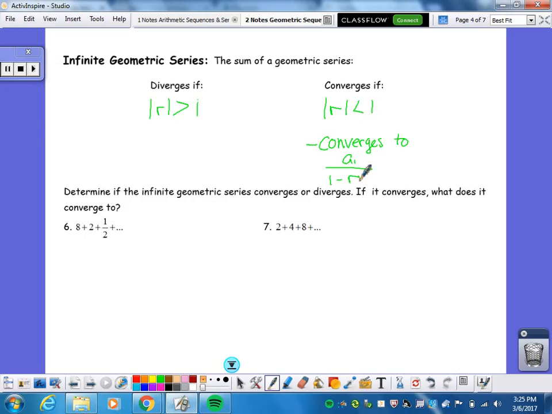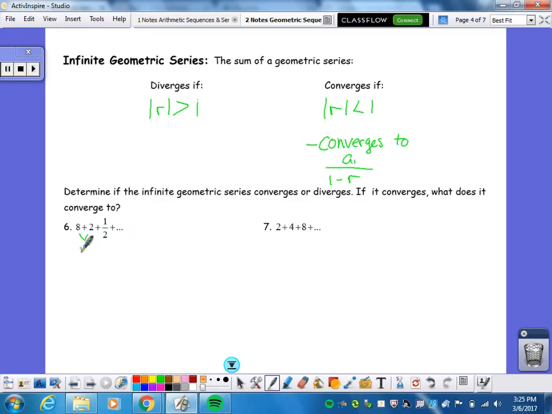What this means is if we have a problem like this, the numbers are consistently getting bigger and bigger and our geometric series is just going to go to infinity. However, if we have an R that's less than 1, it's going to converge and it's going to approach a specific number. So now let's look at these problems and see this for ourselves. So determine if the infinite geometric series converges or diverges. If it converges, what does it converge to? So let's look at this problem here.